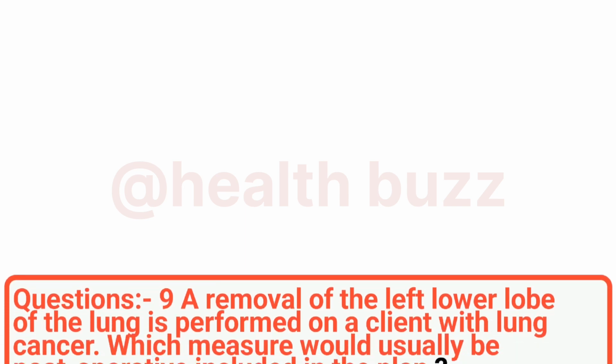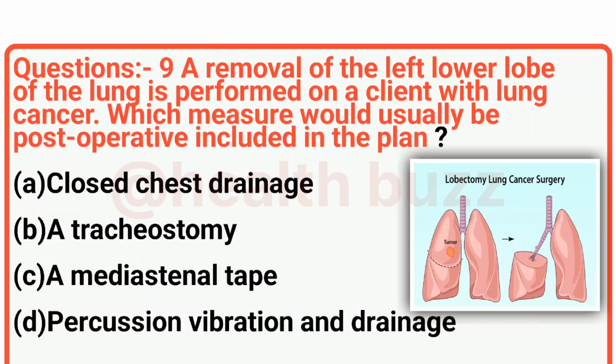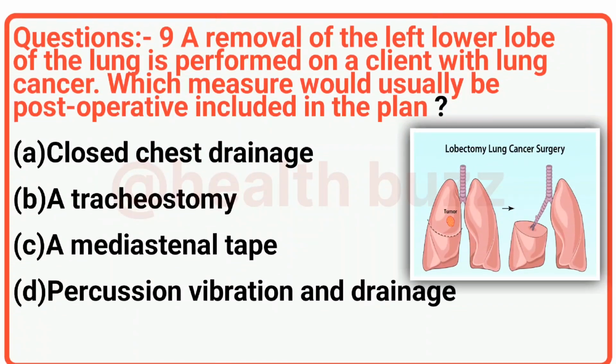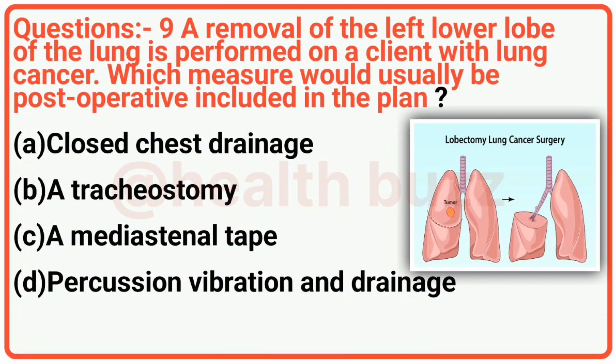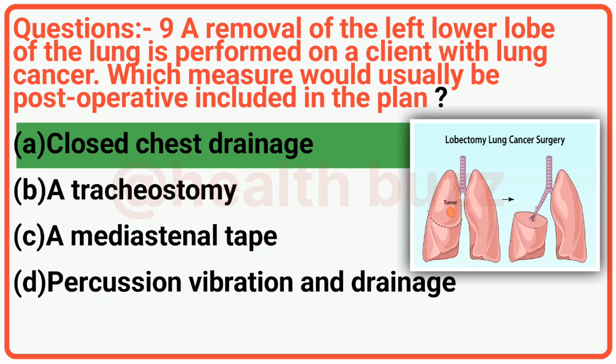Questions 9. A removal of the left lower lobe of the lung is performed on a client with lung cancer. Which measure would usually be postoperatively included in the plan? A. Closed chest drainage, B. Tracheostomy, C. A mediastinal tube, D. Percussion, vibration and drainage. Right answer is A. Closed chest drainage.